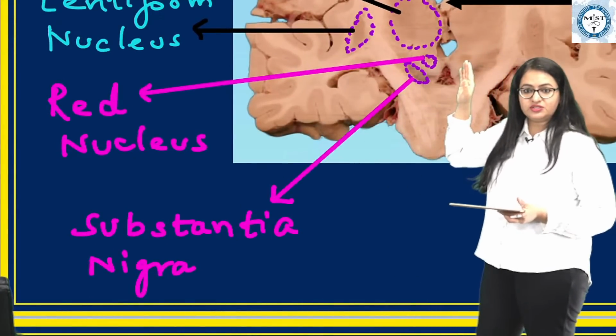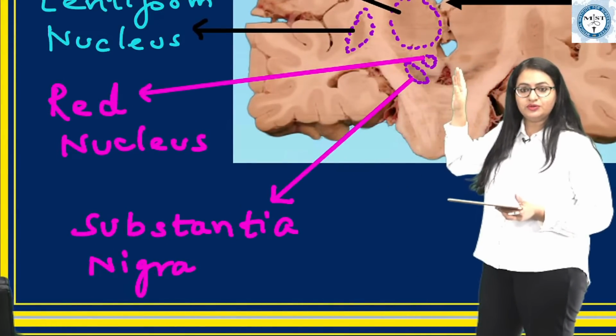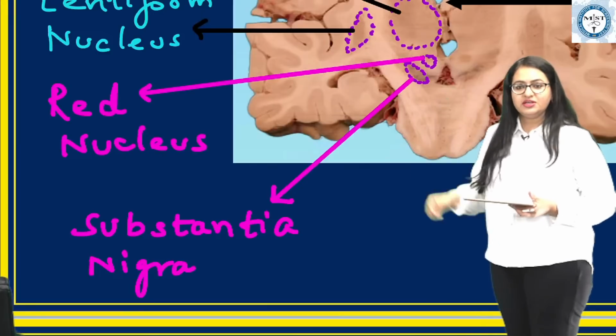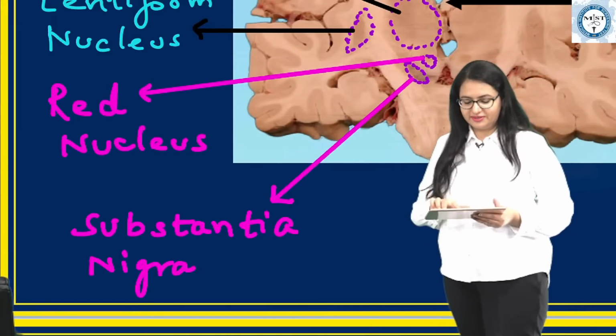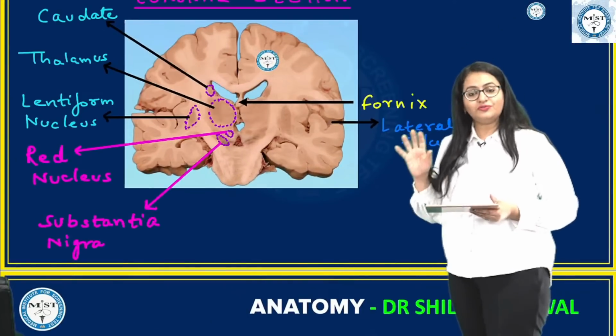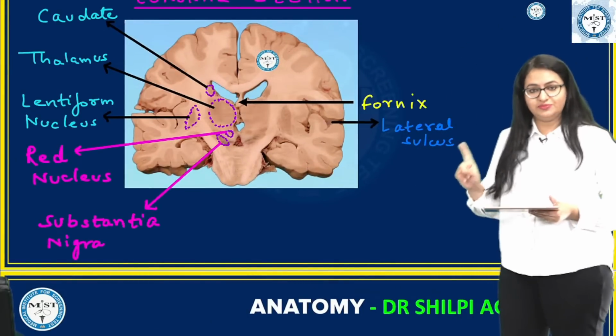This darkish colored round area is the location of the red nucleus. And over here, this slightly pigmented area is what? This is the substantia nigra. So you should be able to identify all these structures in this image.